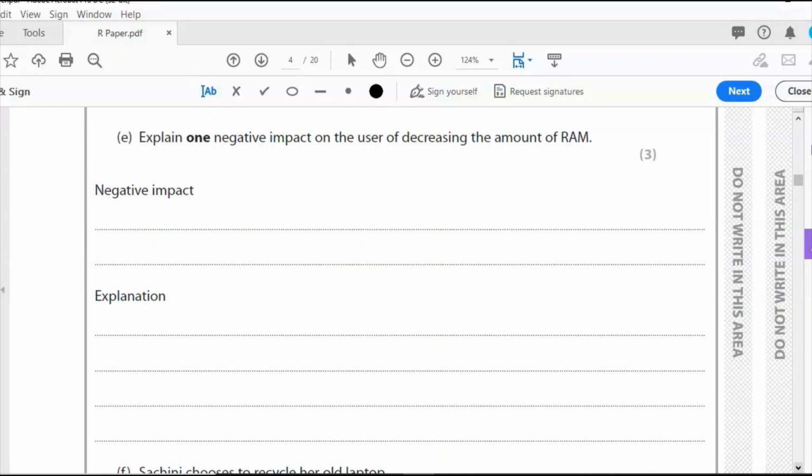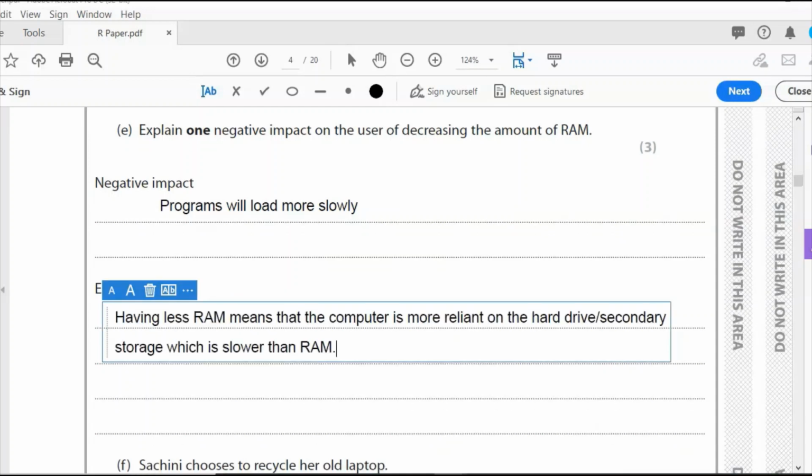E, explain one negative impact on the user of decreasing the amount of RAM. Well, now this is 3 marks, so we need a negative impact, and then we really need to explain it quite well. So negative impact, really programs are going to load more slowly. And then we need to say why that's going to happen. Having less RAM means that the computer is more reliant on the hard drive / secondary storage, which is slower than RAM. You start to use virtual memory if you run out of RAM. Now that is a section of the hard drive acting as RAM. But obviously the hard drive is slower than RAM, and because of that, your computer is going to run more slowly. Programs will load more slowly.